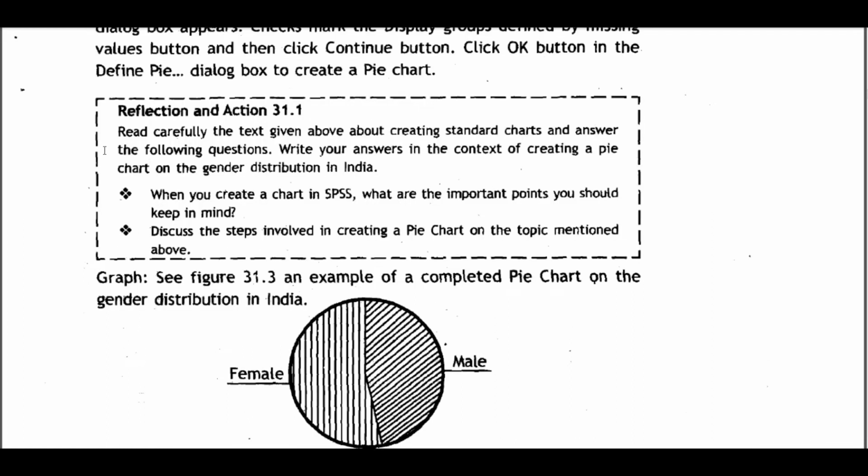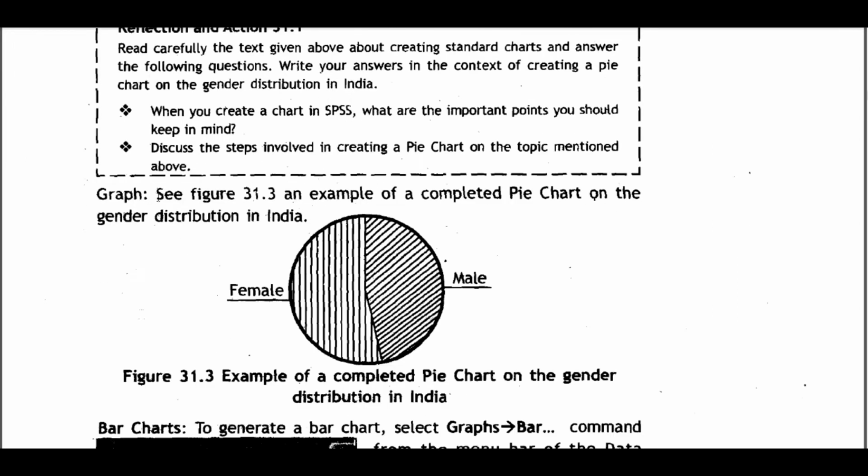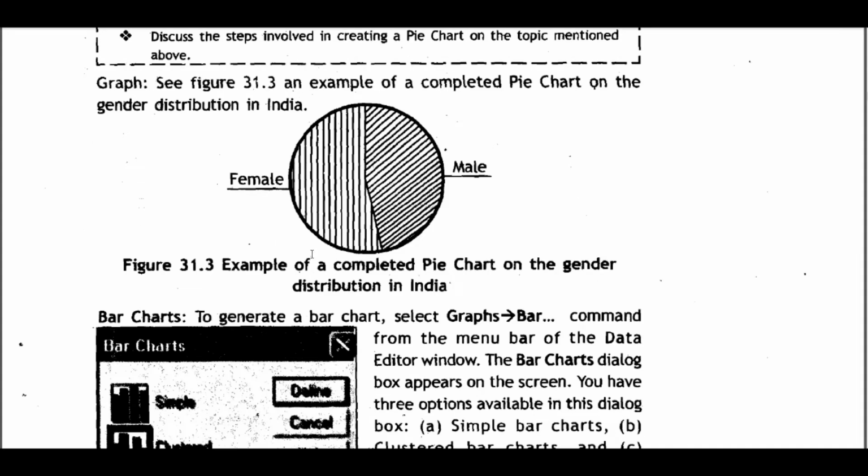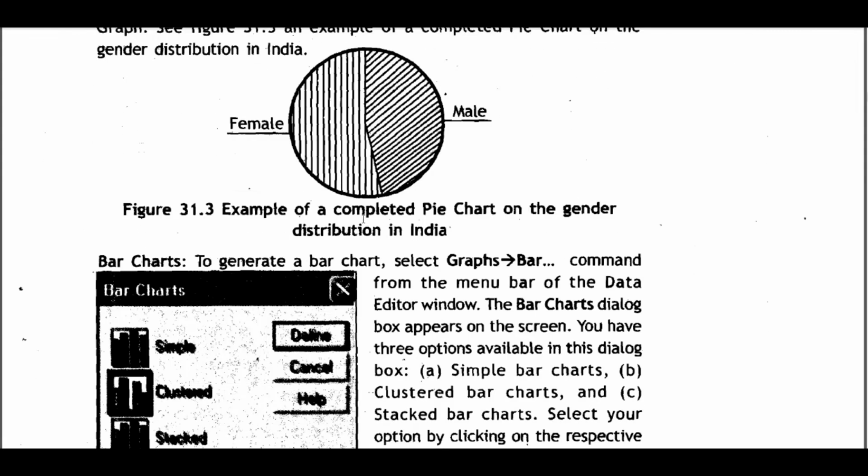Reflection and action 31.1. Read carefully the text given above about creating standard charts and answer the following questions. Write your answer in the context of creating a pie chart on the gender distribution in India. When you create a chart in SPSS, what are the important points you should keep in mind? Discuss the steps involved in creating a pie chart on the topic mentioned above. See figure 31.3, an example of a completed pie chart of the gender distribution in India.